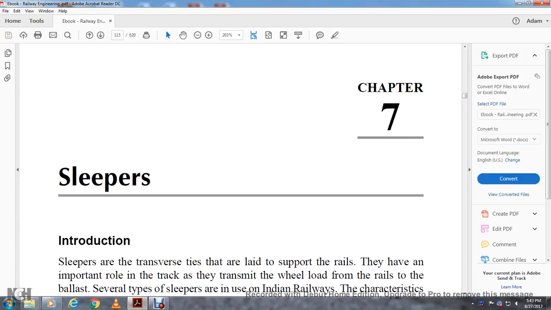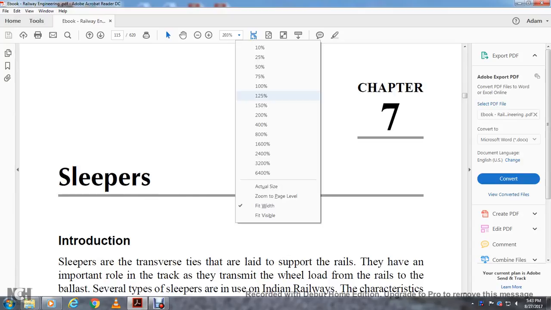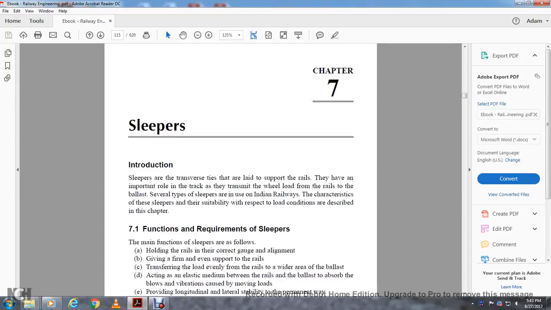Alright, Chapter 7, Sleepers. Sleepers are transverse ties that are laid with the support on the rail. They have an important role with the track. They transmit the wheel load from the rail to the ballast. Several types of sleepers are used in the railway. The characteristics of the sleepers are suitable with the respective load conditions that are described in this chapter.